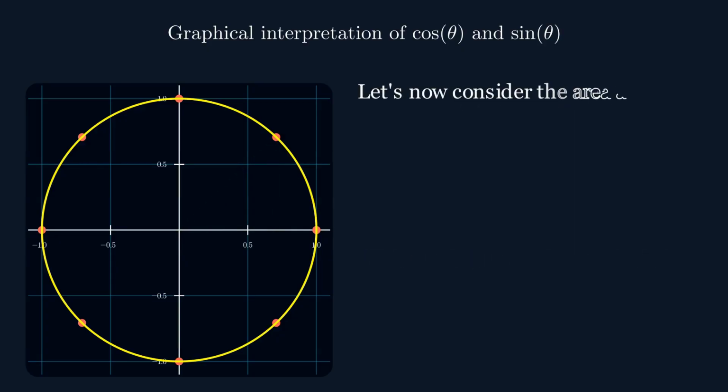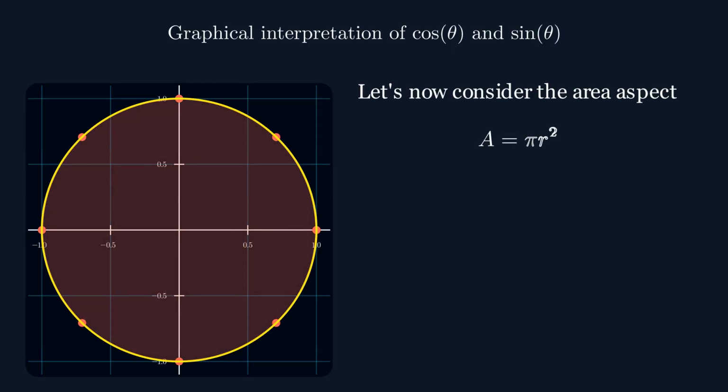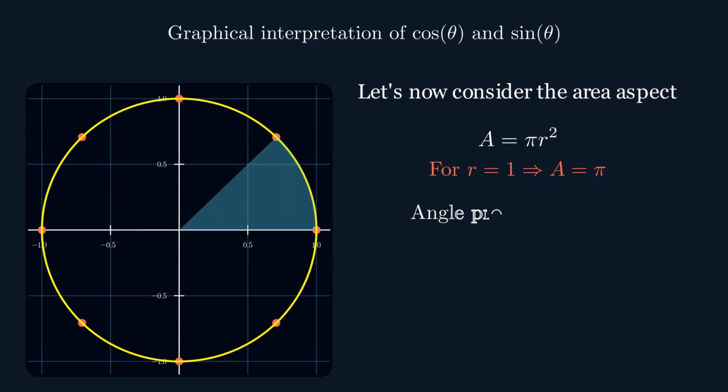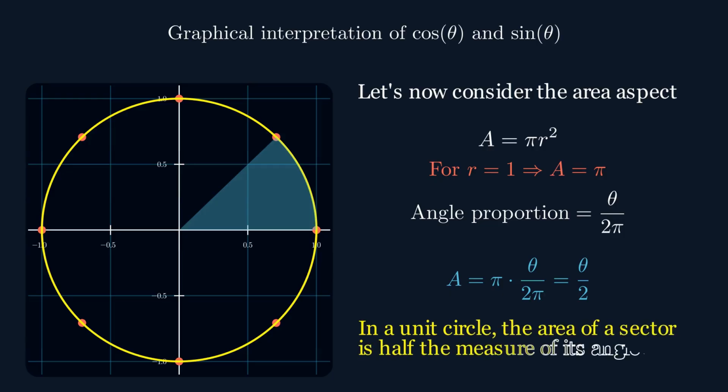Now let's observe the area aspect. The area of a full circle is pi times r squared, where r is the radius, in our case 1. So the area of our unit circle will be pi. For a given angle theta, the portion of the circle representing that angle will be theta over 2 pi. So when trying to find the area of this specific portion of the circle, we just have to multiply the area of a complete circle by that constant. We can conclude that in a unit circle, the area of the sector is half the angle. Keep this formula in mind, it will be important for the analogy with the hyperbolic curve.